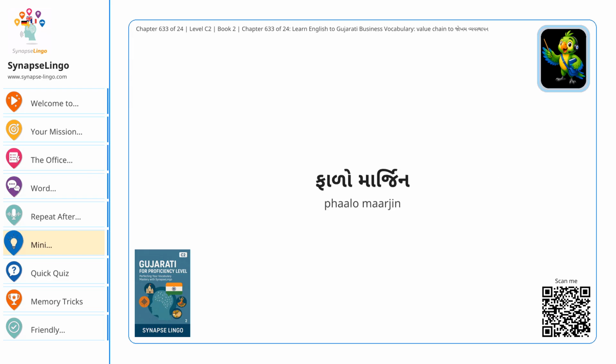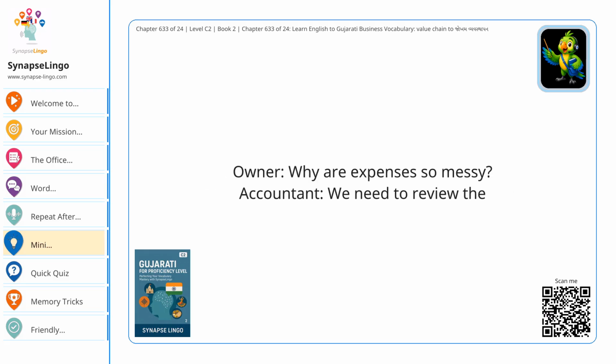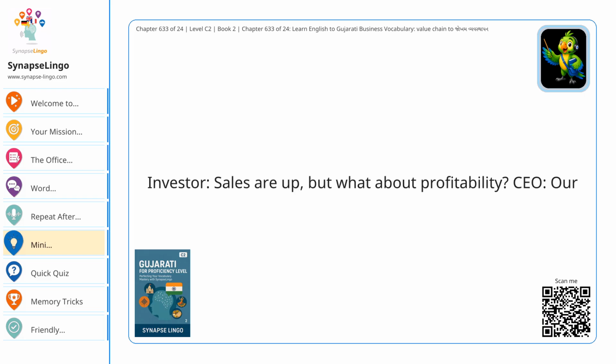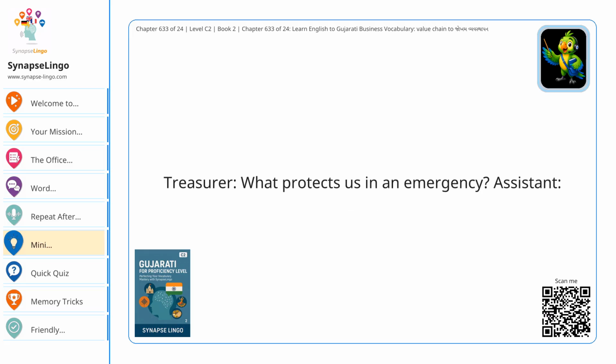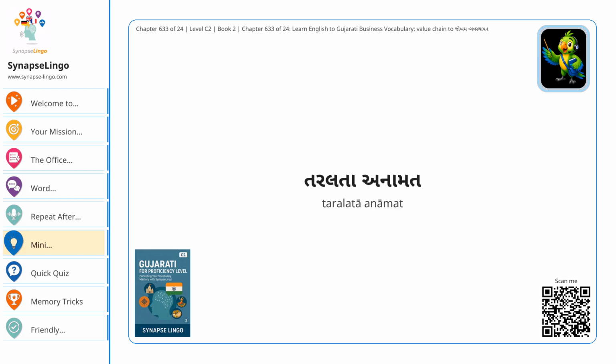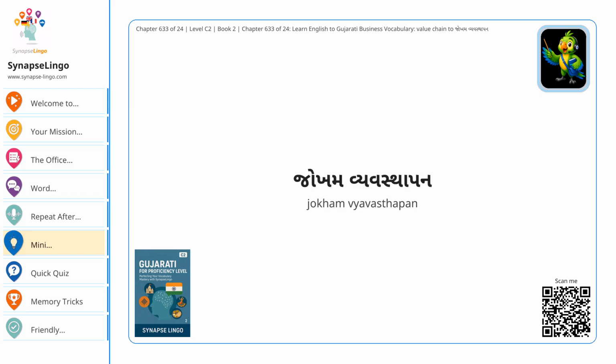Analyst: What remains after variable costs? Intern: ફાળો માર્જિન, and also my confusion, but mostly the margin. Owner: Why are expenses so messy? Accountant: We need to review the ખર્ચ માળખું. Investor: Sales are up, but what about profitability? CEO: Our નફાકારકતા is improving. Treasurer: What protects us in an emergency? Assistant: તરલતા અનામત. Advisor: How do we reduce future losses? Director: With strong જોખમ વ્યવસ્થાપન.